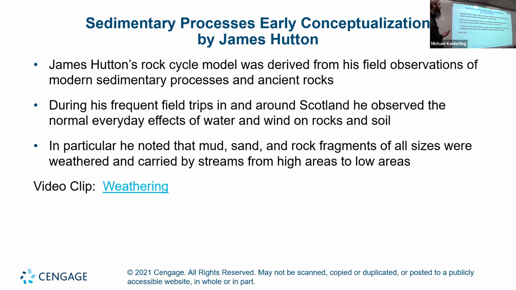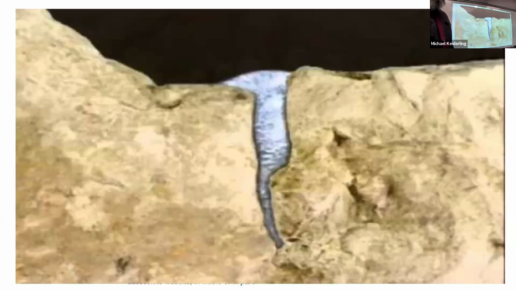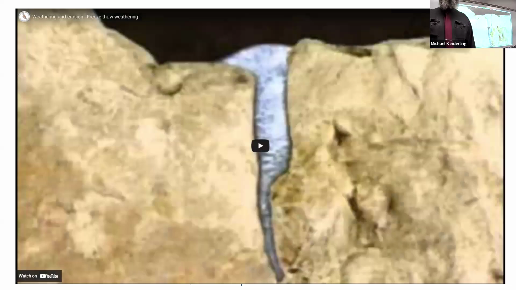So on his frequent field trips in and around Scotland, he observed the normal everyday effects of water and wind on rocks and soil. And in particular, he noted that mud, sand, and rock fragments of all sizes were weathered and then eroded and carried by streams from high areas to low areas where they could form new rock. So weathering is the process of rock breaking down, and erosion is the process of rock being carried from one place to another. And this levels off the ground in a process that's known as gradation.